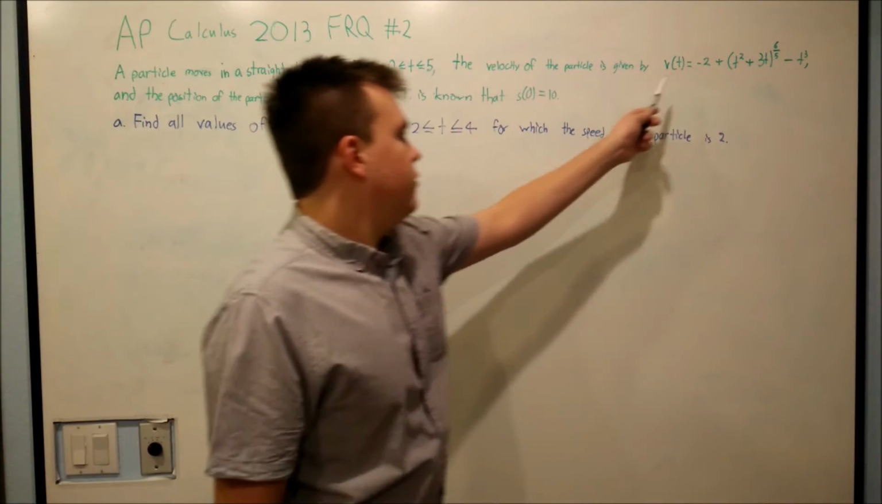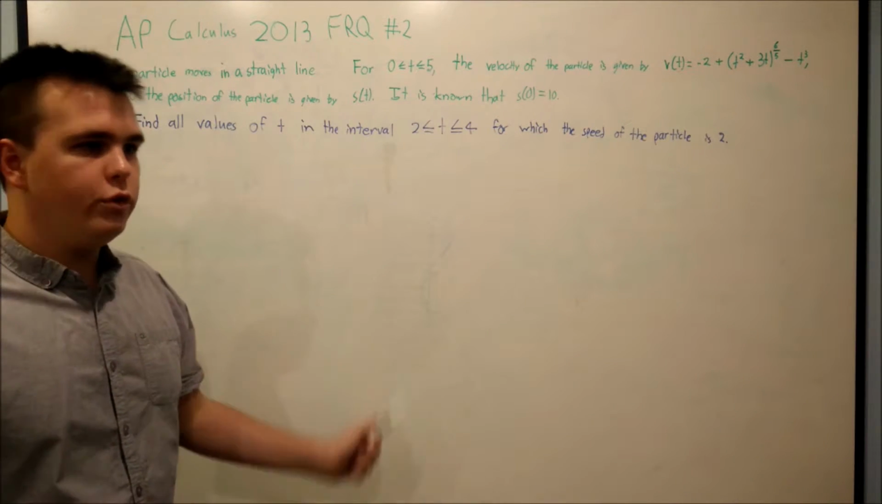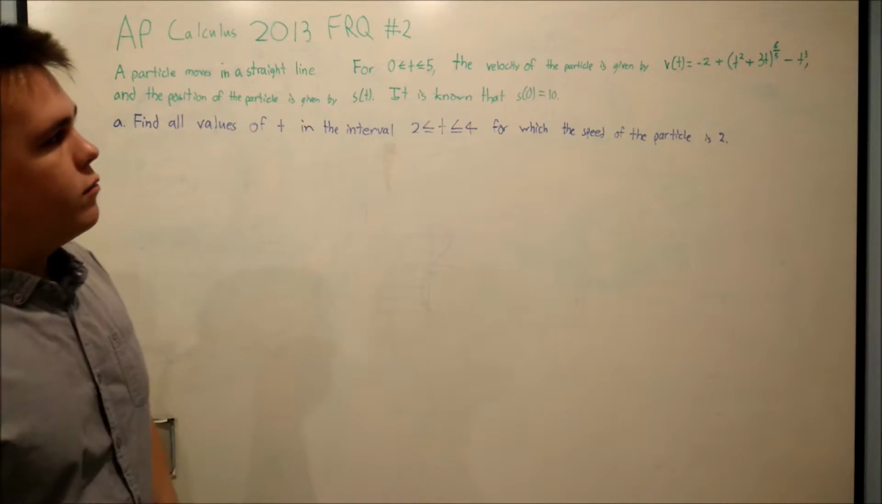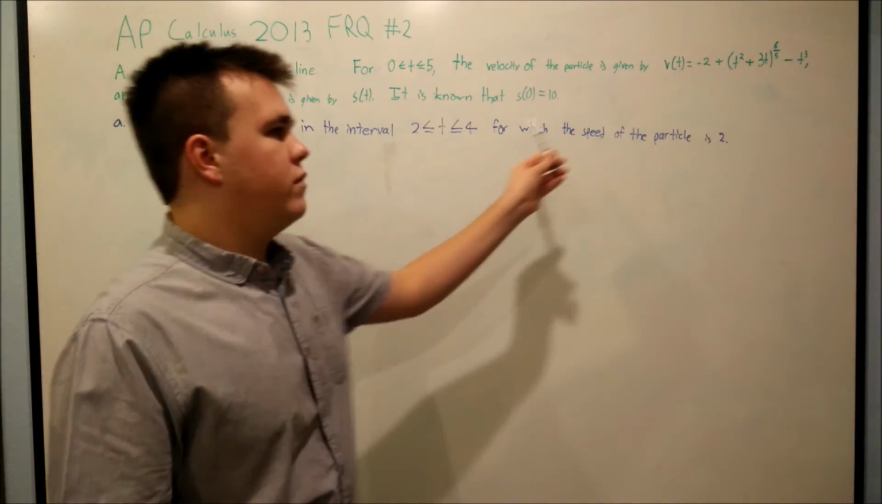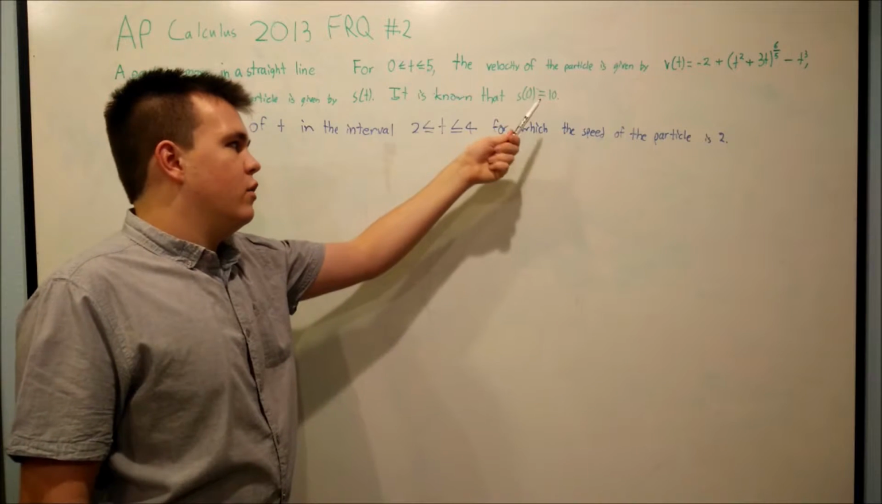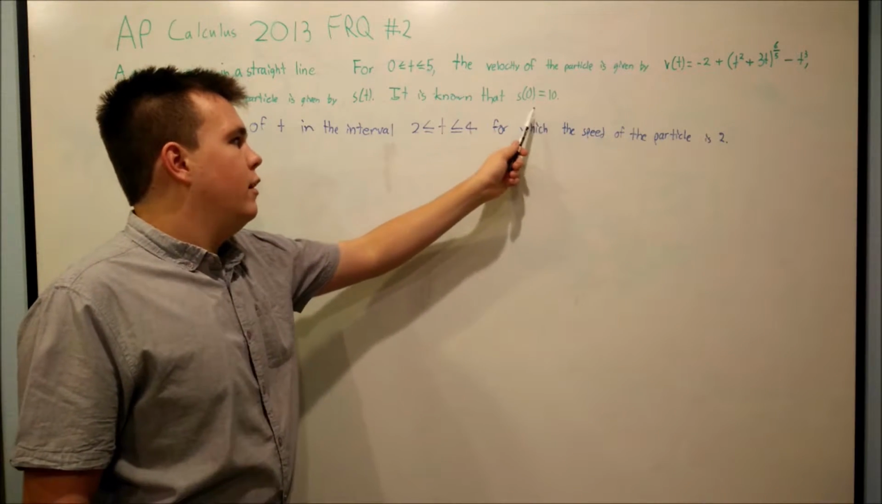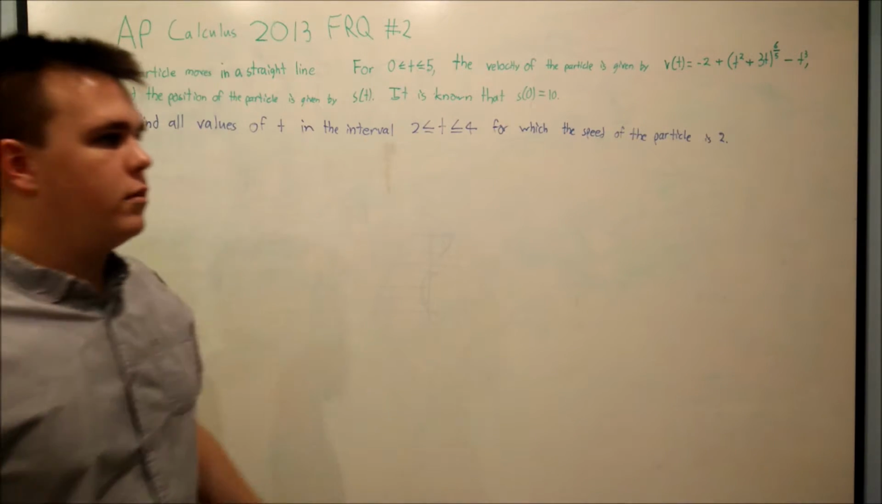So we have our velocity function here, and we're told that there is a position function. We don't know what the position function is, but we know that position is always the derivative of velocity. We also have an initial condition on our position. Very important to notice this. If you don't notice this, you will screw up all of the other answers to the problem. s(0) = 10. You have to remember that.